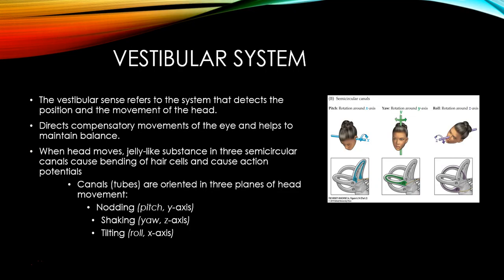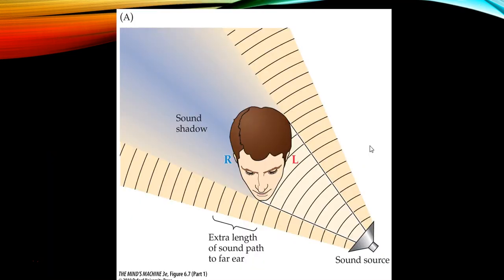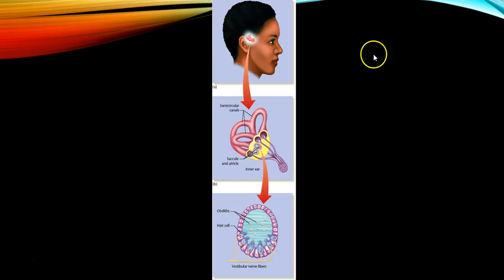Okay. Last thing we'll talk about is the vestibular system. It's not part of your hearing or sense of audition, but it is in that area inside, right near our ears. So the vestibular sense responds to the system that detects position and movement of the head. It directs compensatory movements of the eyes, helps us maintain balance. And basically, we have these three semicircular canals that you can see inside. There they are.